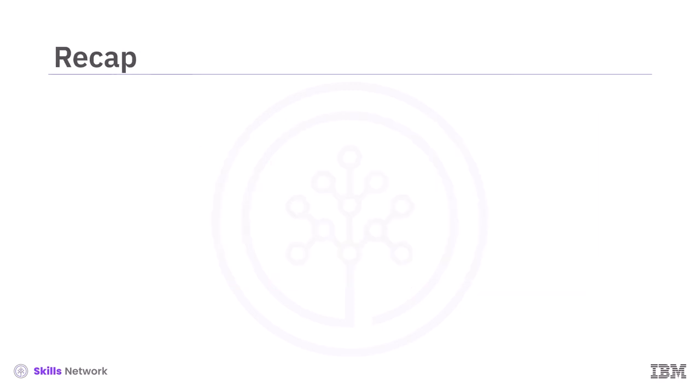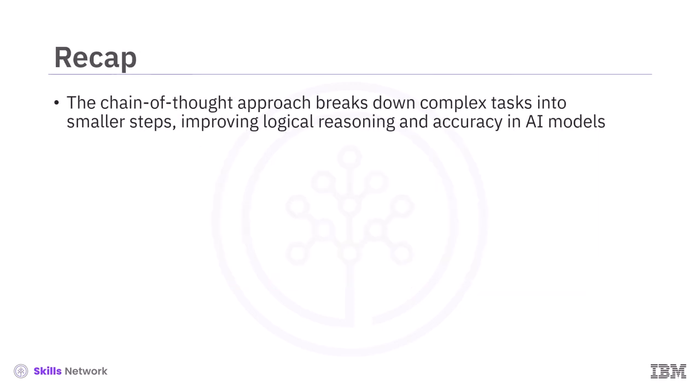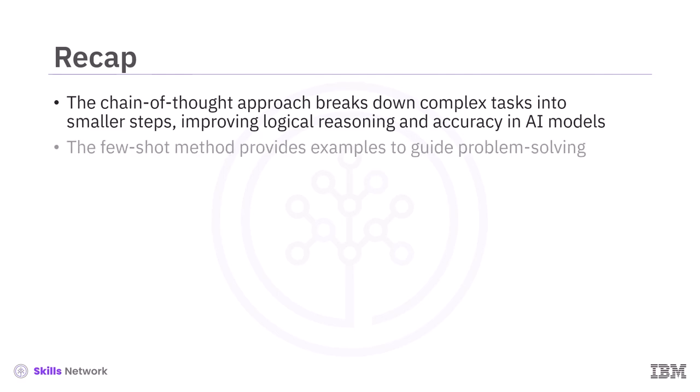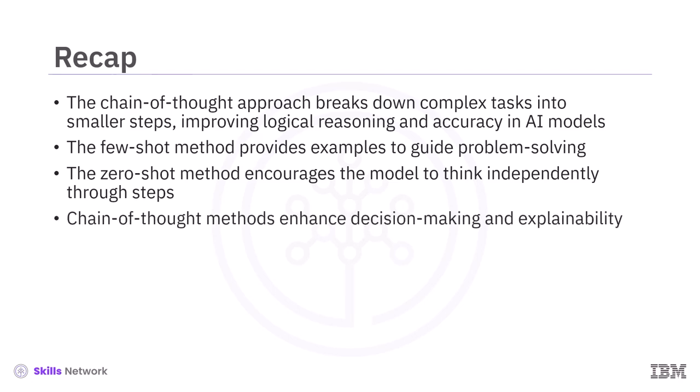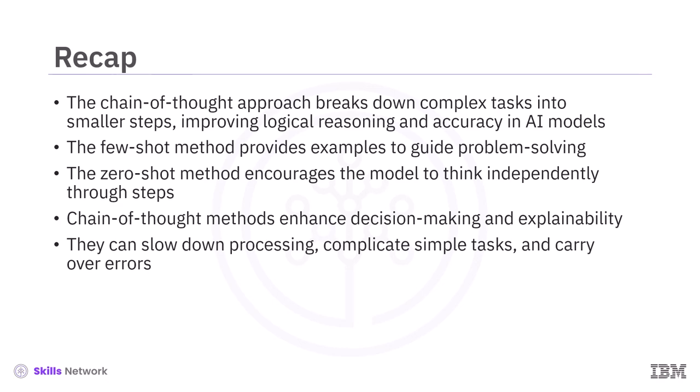In this video, you learned that the chain of thought approach breaks down complex tasks into smaller steps, improving logical reasoning and accuracy in AI models. The two main chain of thought methods are few-shot, which provides examples to guide problem solving, and zero-shot, which encourages the model to think through the steps independently. While chain of thought enhances decision-making and explainability, it can slow down processing, complicate simple tasks, and carry over errors from early steps.